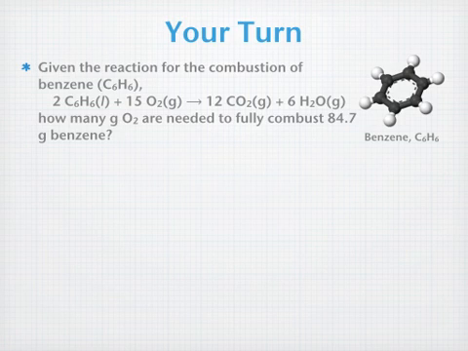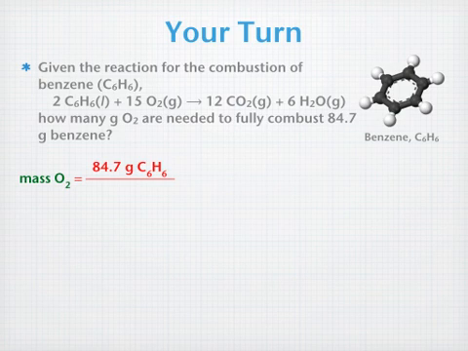All right, so hopefully you've done the work and you have an answer. Let's see how you did. First thing you want to do is set up the stoichiometry. This time we're going to use the railroad track method. Set up the dimensional analysis, starting with the mass of the benzene, 84.7 grams, C6H6.